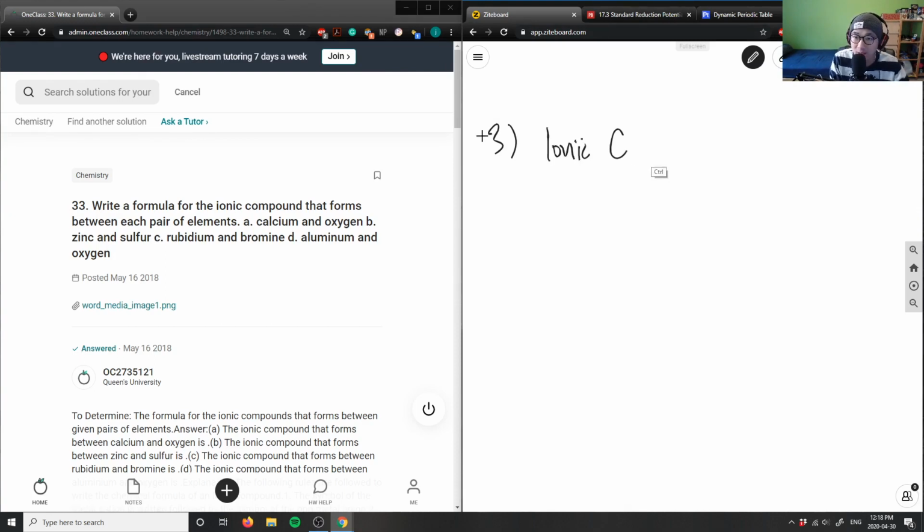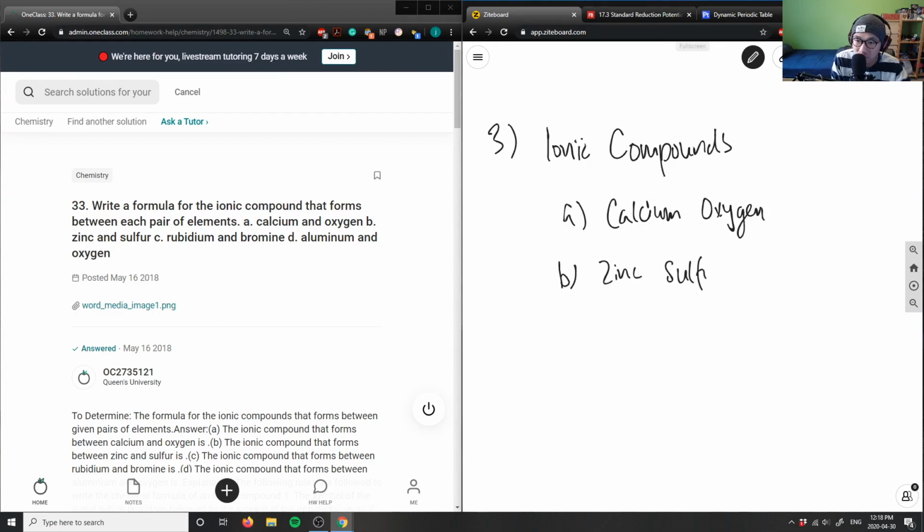So this should probably be asked in actually a grade 10 class here. So ionic compounds, again, A here says I know it's calcium and oxygen here. B would be zinc and sulfur. C is rubidium and bromine. And finally, D here would be aluminum and oxygen here.